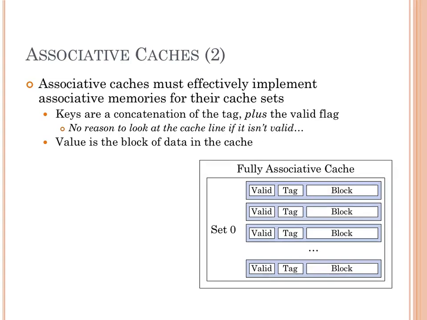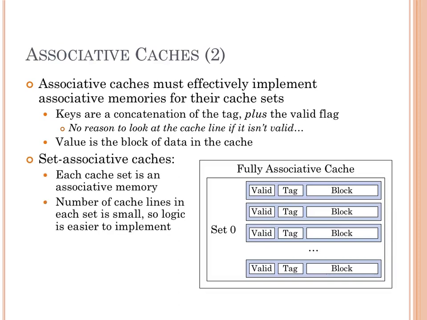Yeah, so the key, like I say here, is a concatenation of the tag plus the valid flag. It's kind of a neat thing because since you don't care for looking up a cache line with a valid bit of 0, why even look at the tag in that case? So in that context, the valid bit can sort of be stuck into the tag for the cache line, and then the logic can just look at all of it at once. So that keeps it nice and simple.